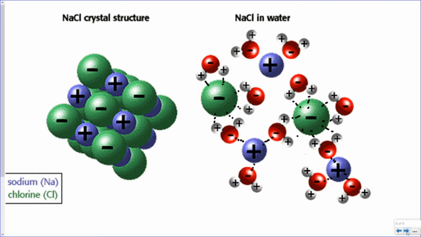Here's one of these examples. This is sodium chloride put in water. So here it is being a solid before it's put in water. When it's put into water, what happens? It breaks apart into sodium ions and chloride ions, and they are going to be separated.